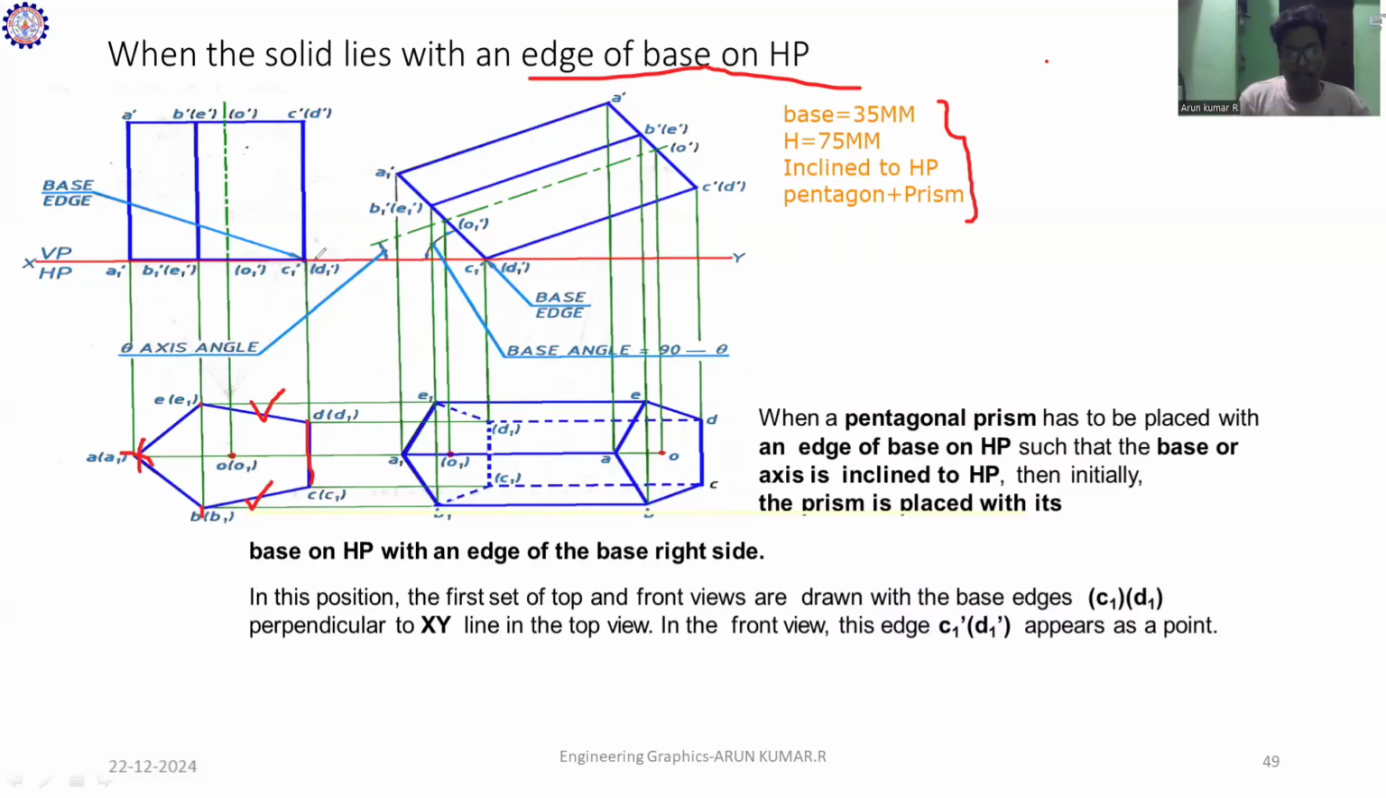And how to construct the top side of the pentagon? When you look at the given data, the solid height is 75 mm. So you have to construct a vertical line of 75 mm, and you have to close the box. Once you complete this area, A is coming as A dash, B as B dash, C as C dash, D as D dash, and E as E dash. Likewise you get the data.